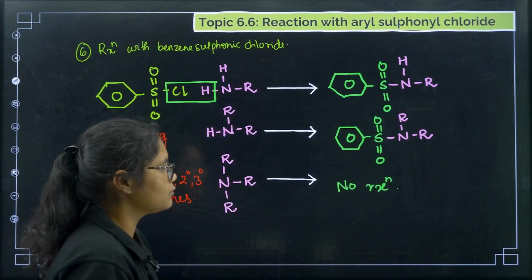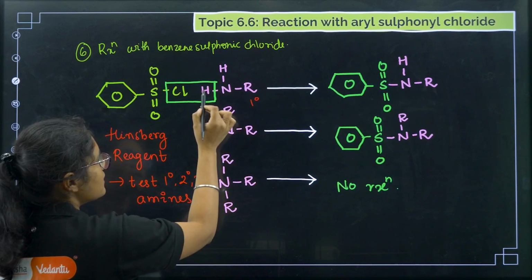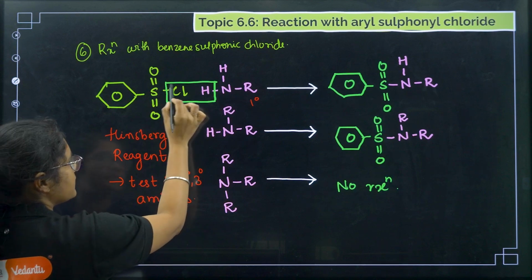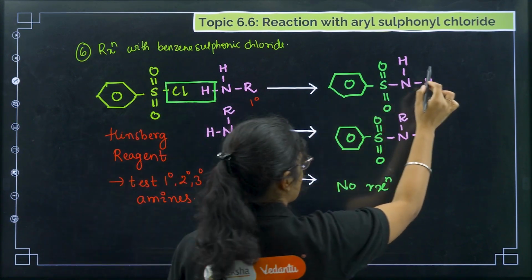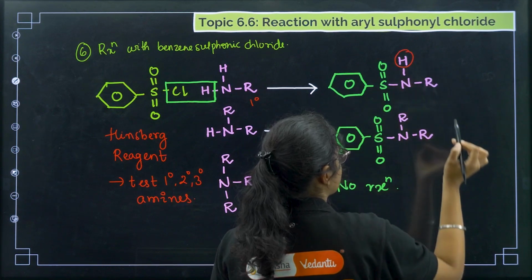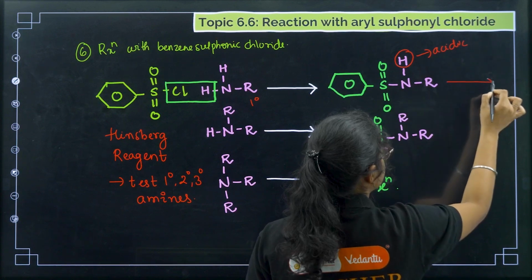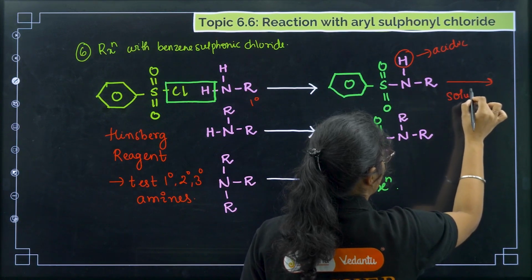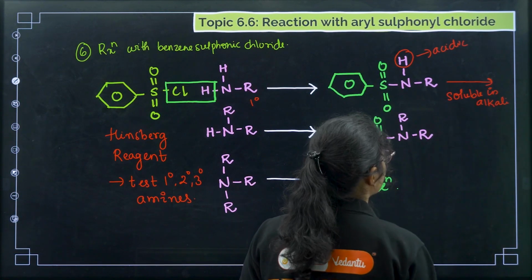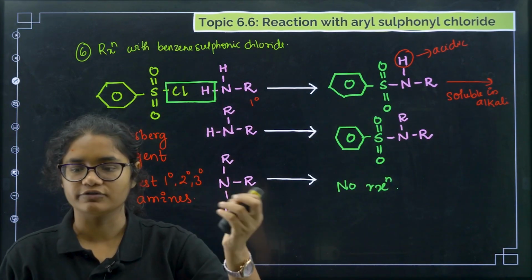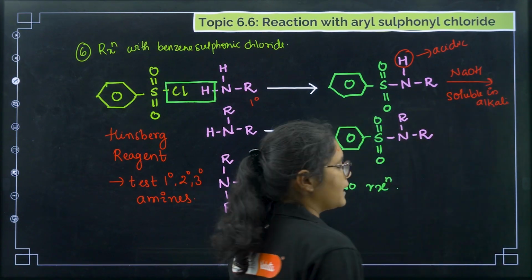Now see, first of all what happens, suppose if it is a primary amine. This is benzene sulfonyl chloride, from here HCl goes, and we get a compound S double bond O NHR, right? Now due to the presence of this H which is highly acidic, it reacts with alkali and you can say it is soluble in alkali. So once this product is formed, if you add NaOH, any alkali, it will be soluble in that alkali.